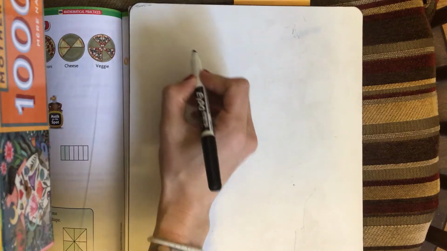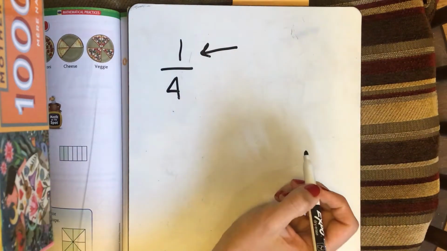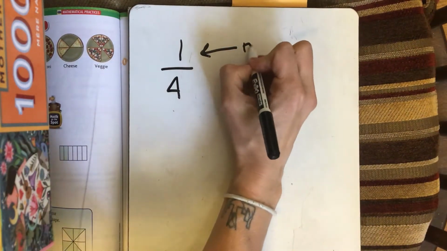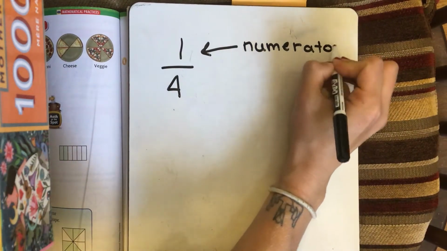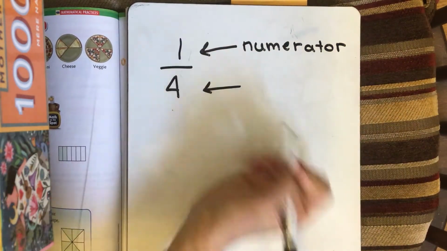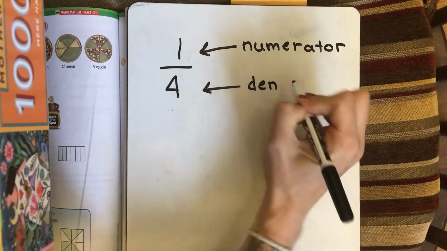All right, so let's get started. We've been working with fractions for a couple weeks now, and most of the time we've been seeing fractions a couple different ways. So I'm going to use the example of 1/4. Okay, we know that the number on top is called the what? Hopefully you guys were right, numerator. Okay, we know that the number on the bottom is called the denominator.